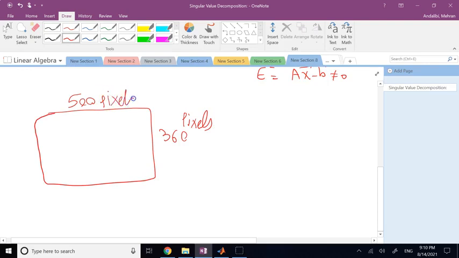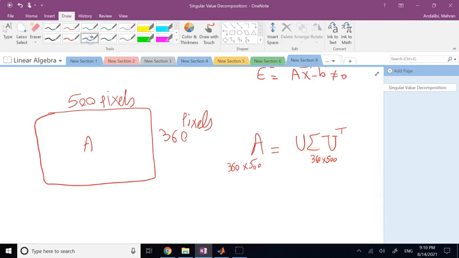So this is definitely a matrix, right? And if you apply the singular value decomposition to it, so say A is equal to what? Equal to U times sigma times V transpose. The size of this sigma is the same as A, so it is going to be 360 by 500. And it will have a maximum of 360 singular values.